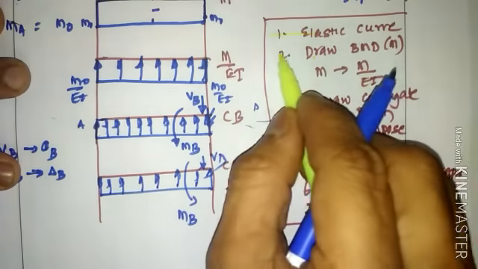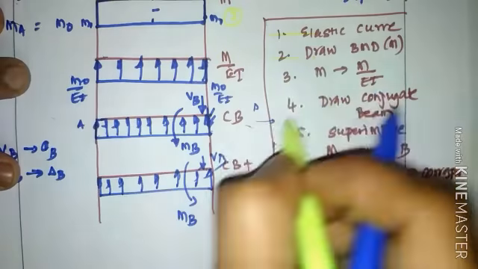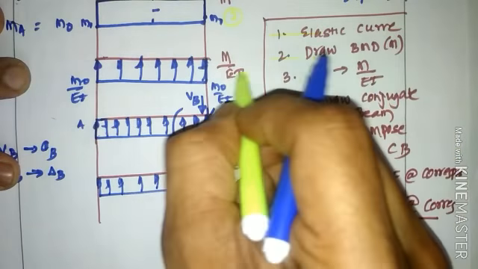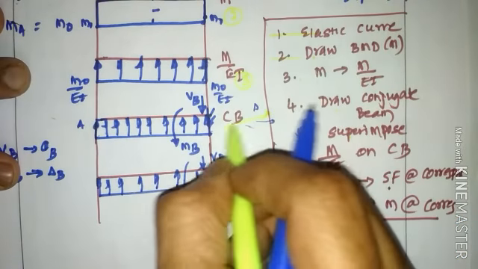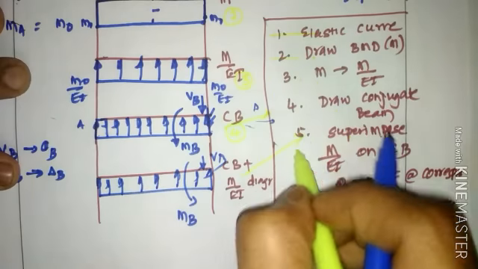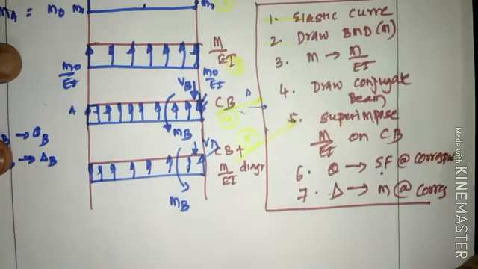So up till here, the bending moment diagram is the first step, and the M by EI diagram is the third step. Drawing the conjugate beam is the fourth step, and this is the superimposition, which is nothing but the fifth step. Now we need to calculate the slope, that is theta.